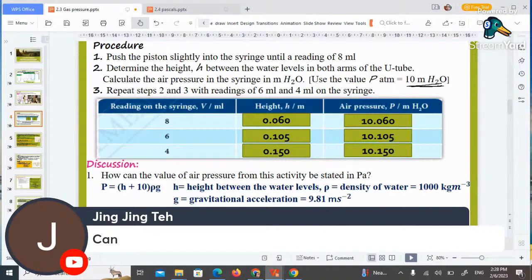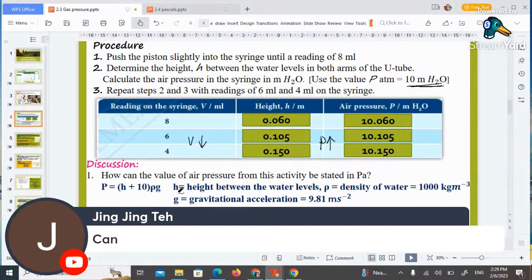Okay, so what do we get from here? When volume decreases, pressure increases. So this experiment can also be done to show the relationship between pressure and volume for Boyle's law. Okay, the setup of apparatus is the same.